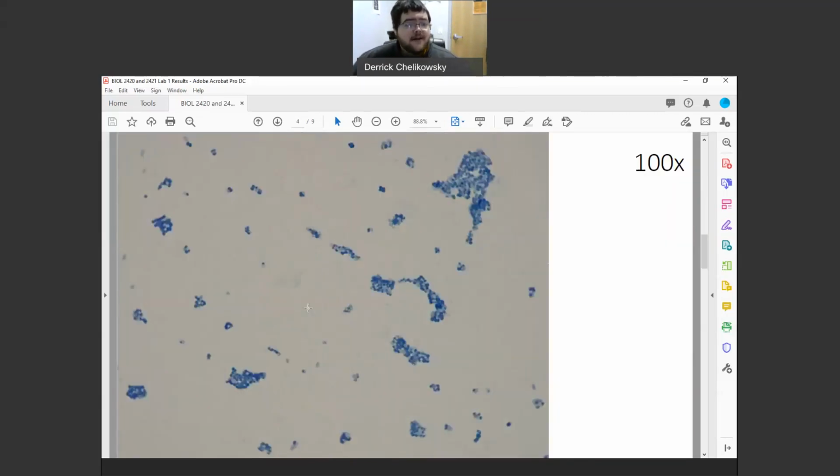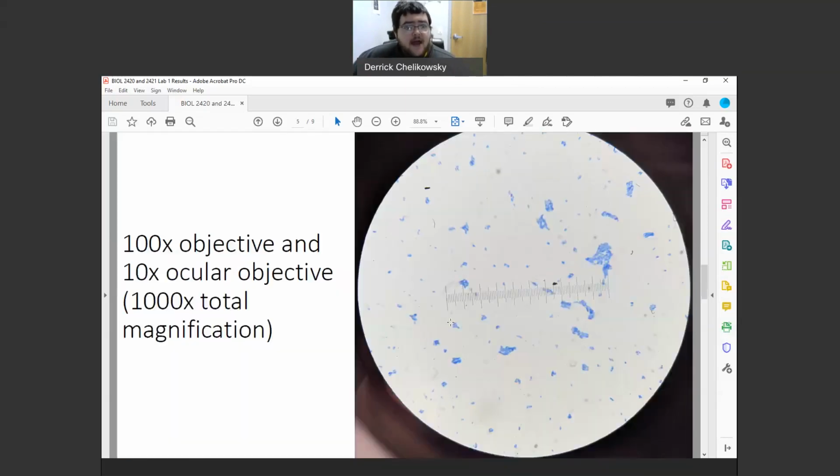This is 100 times. As you can see, individual cells are here. It's these small little circles. And this is the view through the ocular objective. And we have individual cells here. The micrometer allows you to measure.